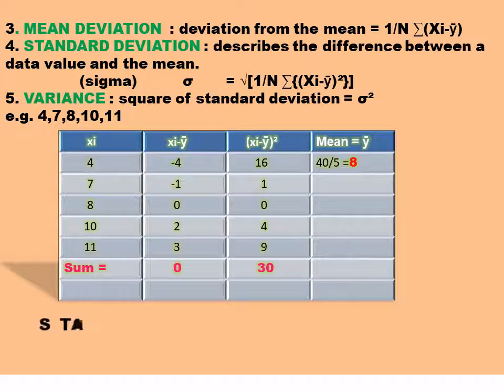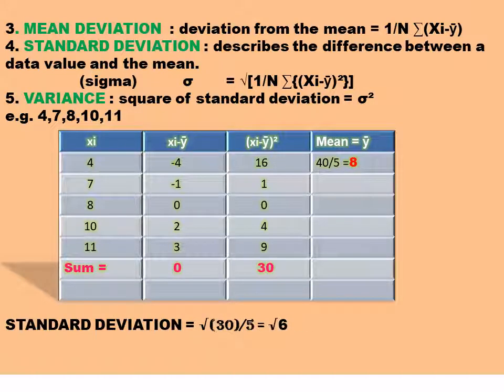Right? Now if you put that in the formula, your standard deviation says under root 1 by n into summation of this. Summation is coming out to be 30 and n is the total number, which is 5. So if you divide 30 by 5, it comes out to be 6 and it is under root. So under root 6 is the standard deviation. And variance will be the square of standard deviation. So under root 6 whole square will be 6. So variance will be 6.